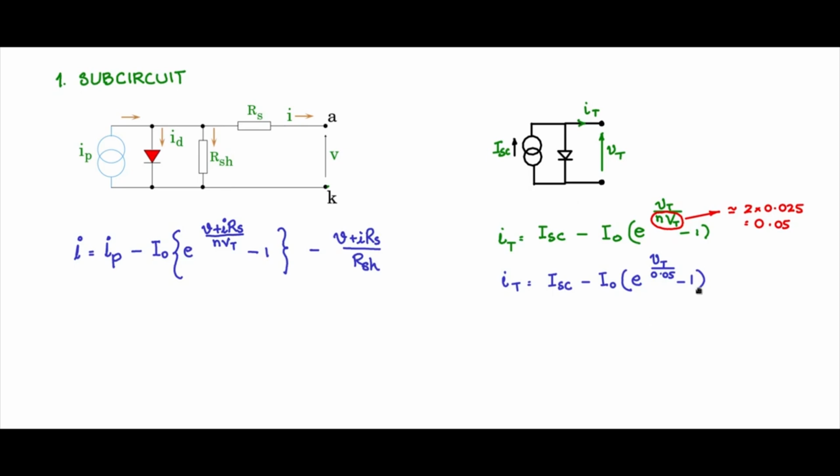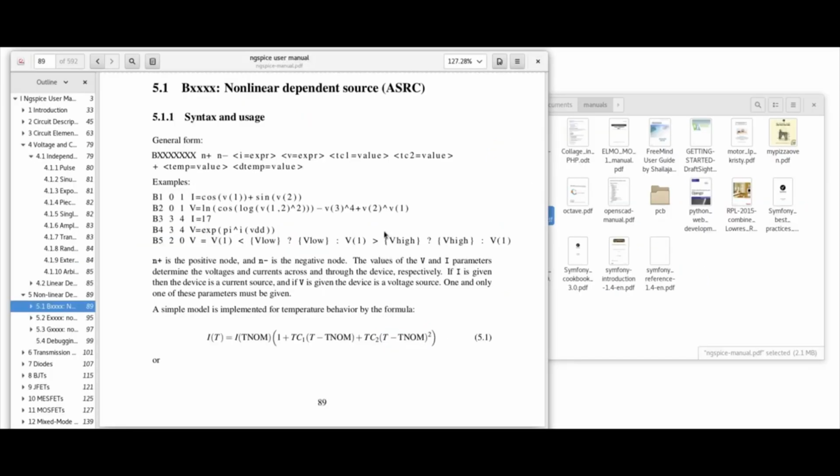But first, this model, how will you implement it in the subcircuit? So within the subcircuit, we will use what is called as a B source. ngSpice provides a nonlinear source called the B source. Go to the ngSpice user manual and refer to the syntax on B source. It's a nonlinear dependent source.